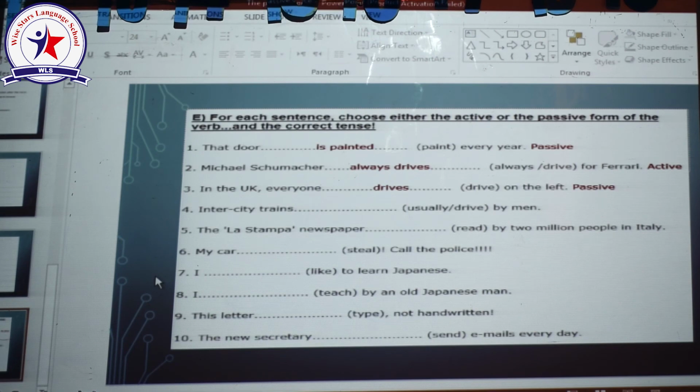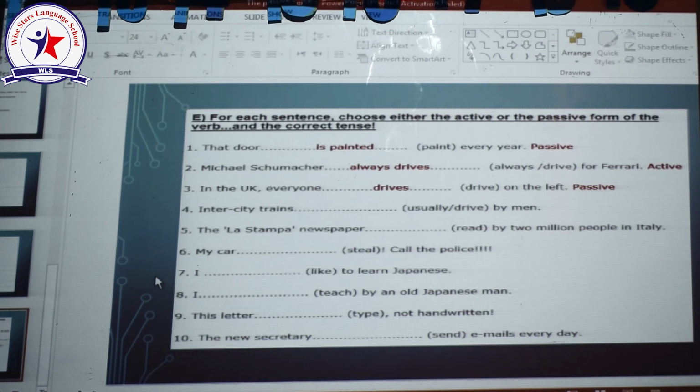For each sentence, choose either the active or the passive form of the verb and the correct tense. So here, my rule will be to decide, is this sentence active or passive? And accordingly, we will fix the verb between brackets. Number 1, that door paints every year. Is it active or passive? Yes, it's passive because it starts with that door, which used to be an object in the original sentence. It can't be the doer. So that door is a passive sentence.